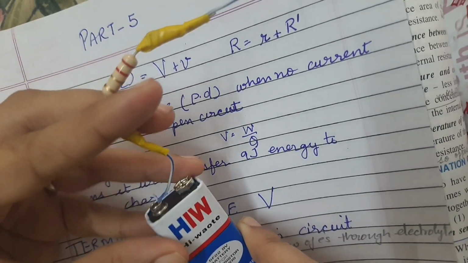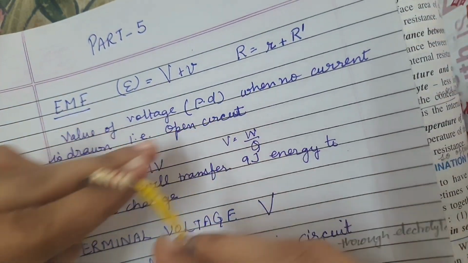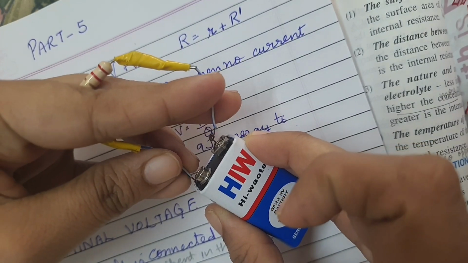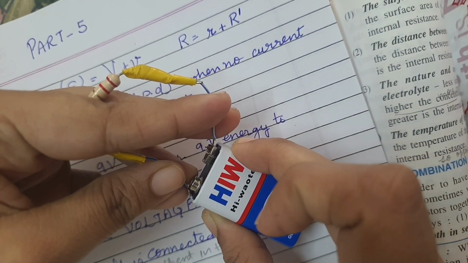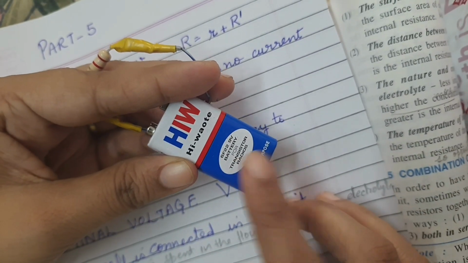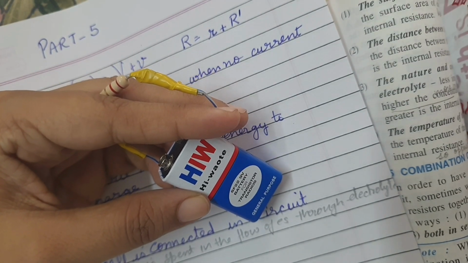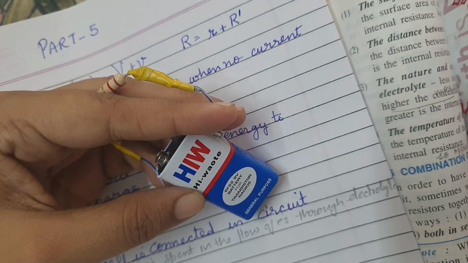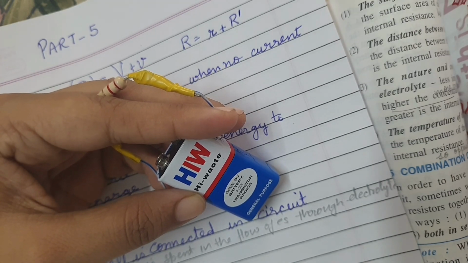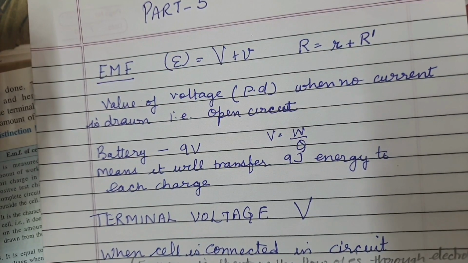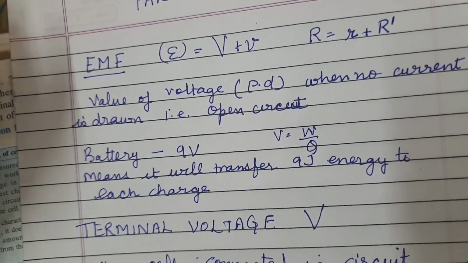If you connect this with, say, our battery like this, you will find that the value written here, which is 9 volt, will always come out lesser than 9 volt. How can you check whether the value is 9 volt or less than 9 volt? With the help of a voltmeter. You connect your circuit to the voltmeter and you will find the value is always lesser than what is written. Why now?